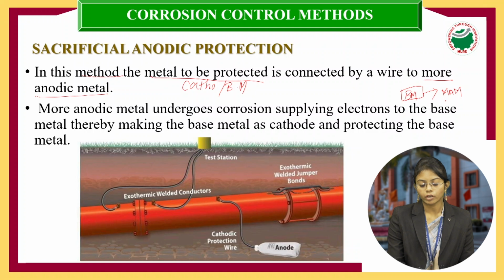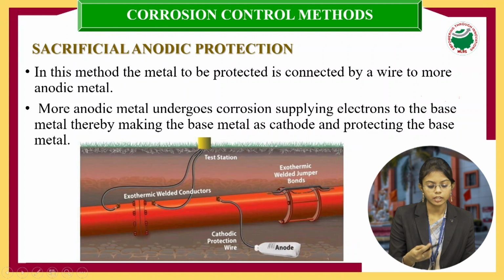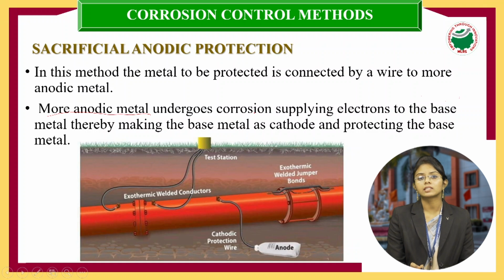Now in this case, what is happening? This more anodic metal sacrifices itself, it will corrode, and it will protect the base metal, that is your cathode. This is what happens under sacrificial anodic protection. See here, the more anodic metal undergoes corrosion. Whenever we say it is an anodic metal, which reaction does it undergo? It undergoes the oxidation reaction, that means it will be losing its ions and electrons. So we know that the anodic metal will be corroded.